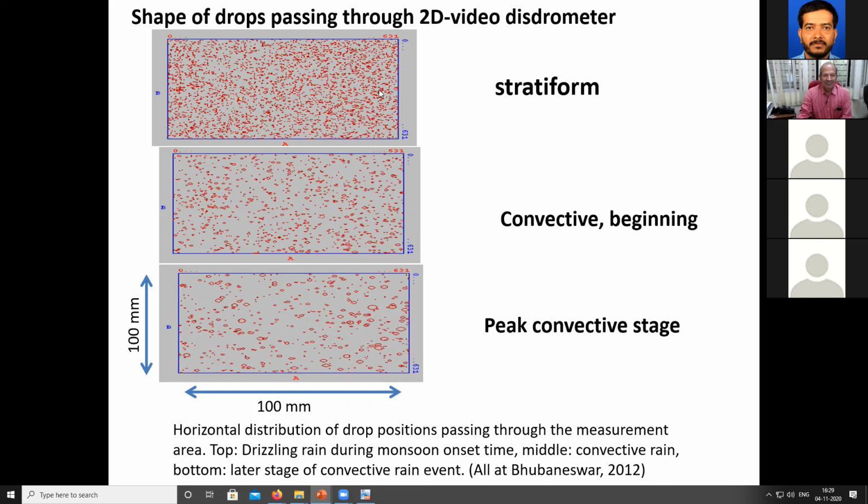When you see stratiform, you see small little drops. With the beginning of convective rain, the average drop size has increased, and the number of small drops has increased, but the exposure time is not the same, they are different. During the peak convective stage, you see bigger drops, okay? This is 100 millimeters and this is 100. For example, this one is of the order of 5 to 8 millimeters in size.